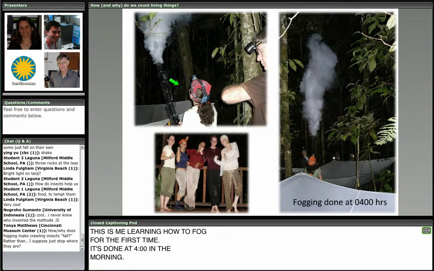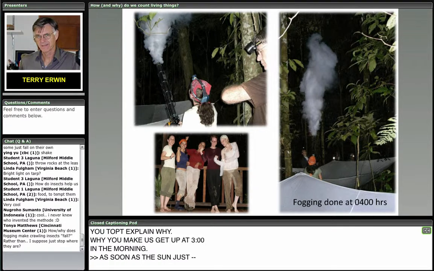As soon as the sun, just the first rays of light peek over the horizon, it disturbs the microclimate or the air in the top of the trees. And so the fog will rise, but then it'll go off to the left or right, depending on which way these microclimates are pushing the wind. So at 4 o'clock in the morning, before there's any hint of light, the microclimate is completely still, and as you can see there on the right, the fog goes straight up into the top of the trees.